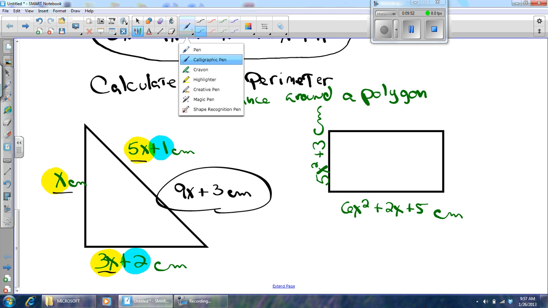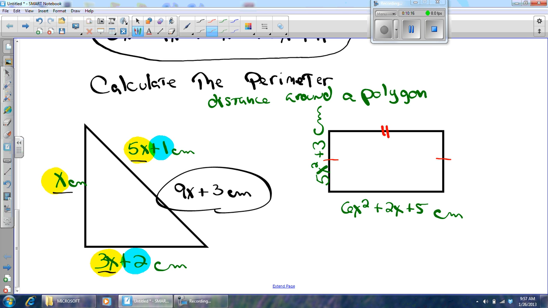Okay, on this rectangle over here, and I am telling you it's a rectangle, well, think about it. The answer is not 11x squared plus 2x plus 8. Because if you did that, you did not do the entire perimeter. You only did half the perimeter. Remember that in a rectangle, these sides are congruent. And these sides are congruent, meaning they have equal measure. So this is also 5x squared plus 3. And this side here is also 6x squared plus 2x plus 5.